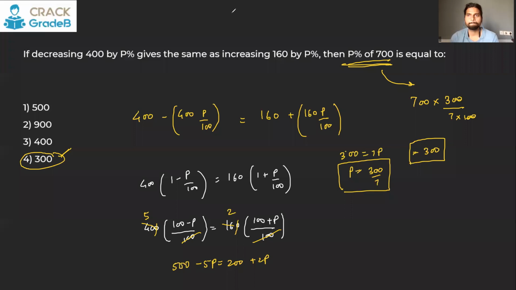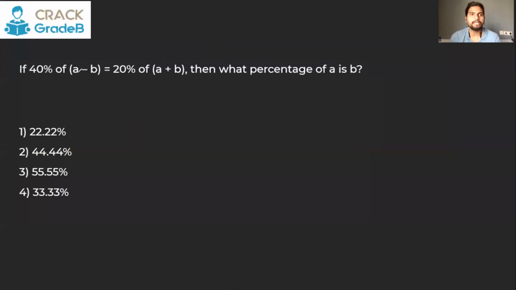Let's see one more. 20% of A minus B is equal to 20% of A plus B. What percent of A is B? So here, because I told you already, the percent sign does not mean anything but divide by 100. So you can cancel the percent like this. You can just cancel a percent like this. 0 can also get cancelled. And then you can just make the equation 4 times (A minus B) is equal to 2 times (A plus B). So that gets us 4A minus 4B is equal to 2A plus 2B.